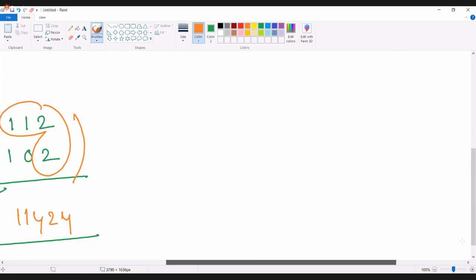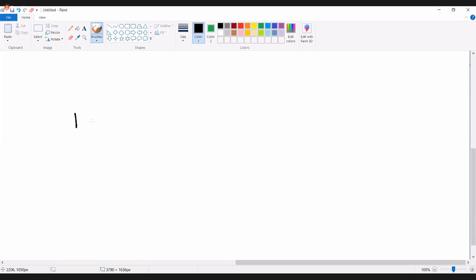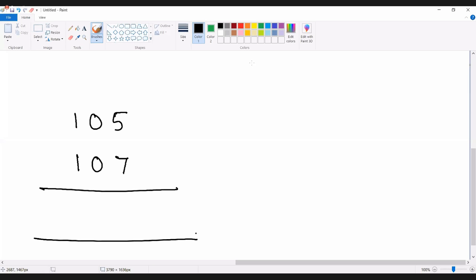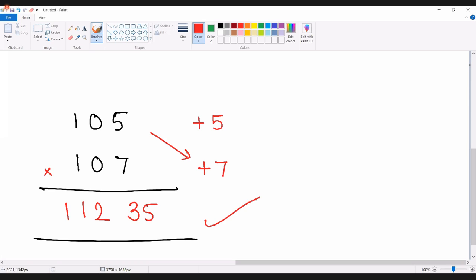So let me take one more example so that you will get clarity. For example, if I have the number 105, I'm multiplying it with 107. What is the resultant? 105 is nothing but, on top of 100, an increase of 5. 107 is on top of 100 an increase of 7. So take one number, add the other deviation: 105 plus 7 gives a result of 112. 7 into 5 is 35. The answer choice is 11235. So what we have to do is take one number, add the other deviation.